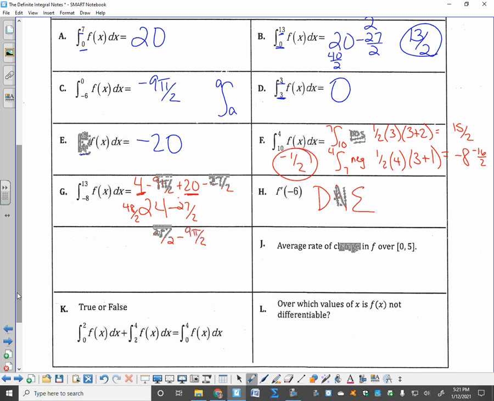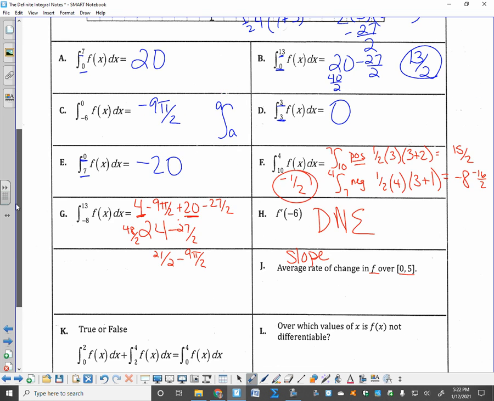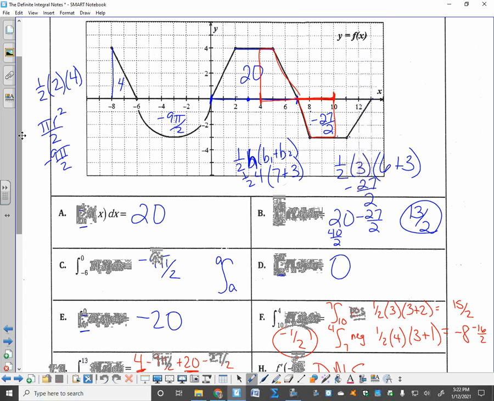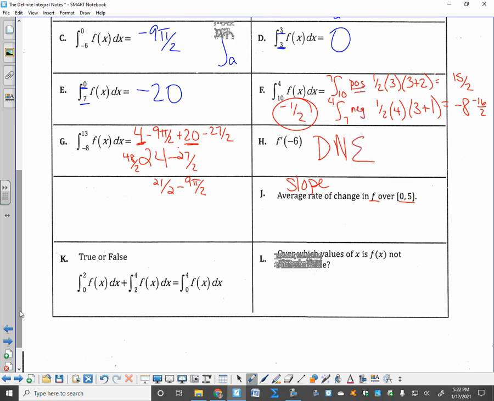J wants the average rate of change. Okay, that's slope. I know what that is. That's slope in F from 0 to 5. Okay, so I need F of 5 and F of 0. Well, F of 5 is 4, and F of 0 is 0. So y minus y over x minus x. So 4 minus 0 over 5 minus 0 is 4/5. Okay, so here's what I did. I said, okay, 0, 0, and 5, 4. I went and found my points.